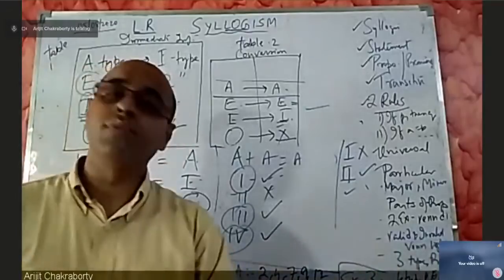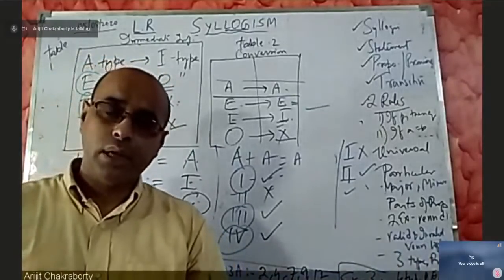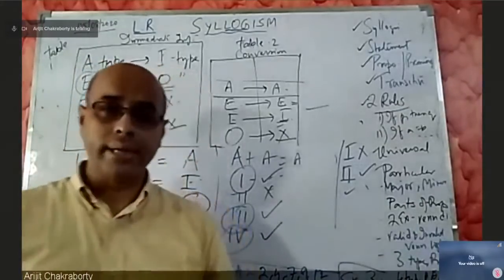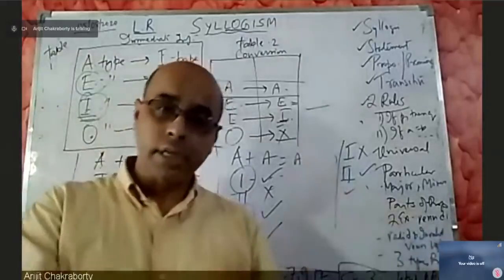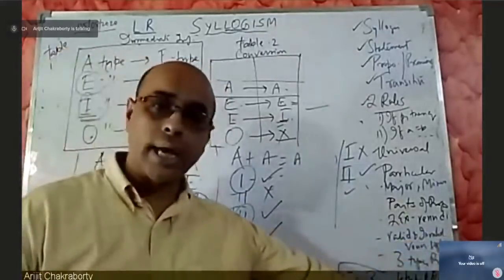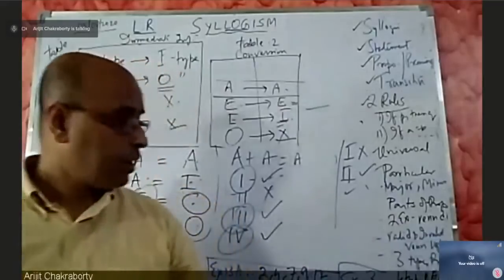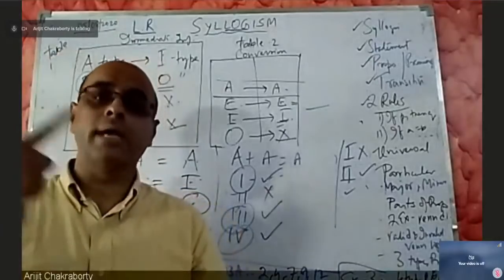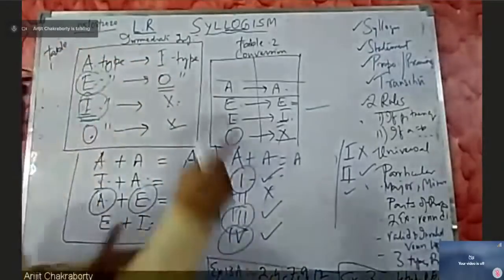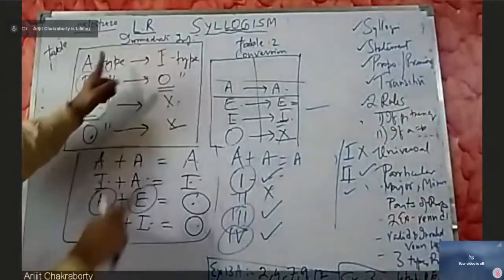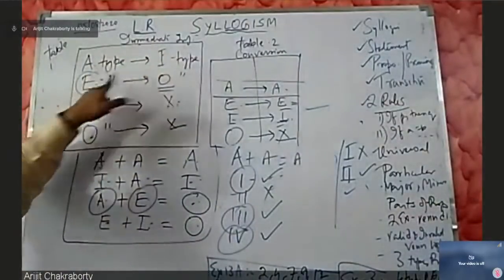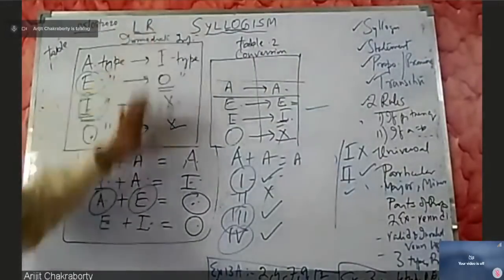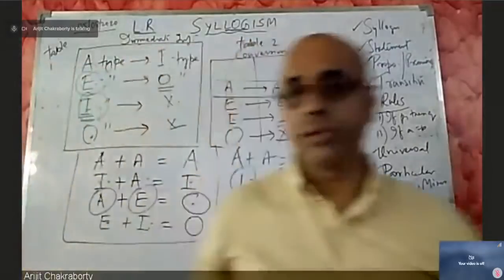After that we went into the 4 types of proposition. A type, which is universal and positive, E type, that is universal and negative. Then we had I type, which is particular and positive, and O type, which is particular and negative. After that, we discussed about the inference, 2 types of inference, immediate inference and mediate inference. Then I discussed about the important table number 1. A type can be converted to I type, E type to O type. I type cannot be converted, O type cannot be converted. Table 1 is done. We went into table 2 for the conversion part.